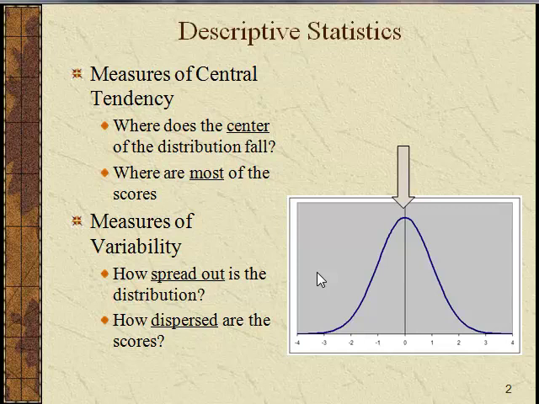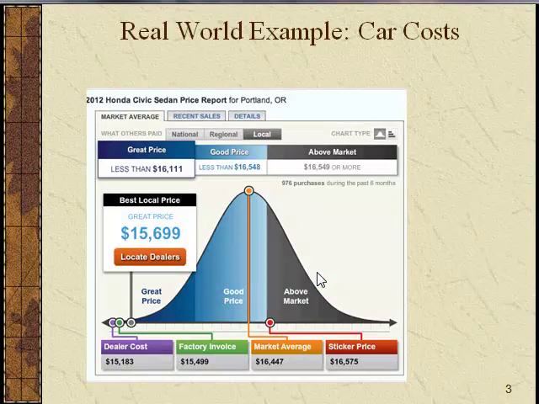On the other hand, the measures of variability are looking at the width of the distribution, how wide it is, how spread out it is, how dispersed the scores are. So I think that'll make more sense if we look at a real-world example, that is thinking about car costs.